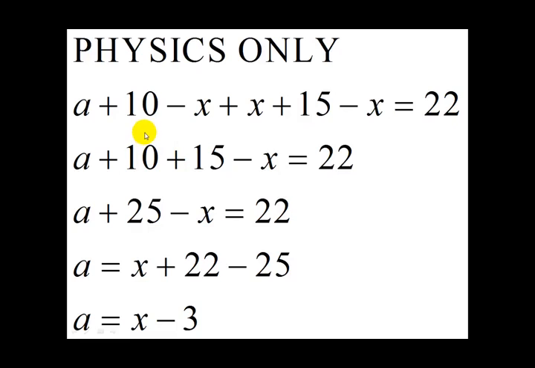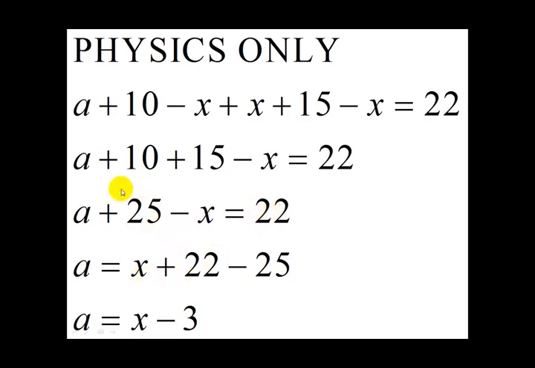Now, minus x plus x will give us 0. So we have a plus 10 plus 15 minus x equals 22. And 10 plus 15 equals 25. So we have a plus 25 minus x equals 22. And because we are making a the subject, minus x on the left becomes plus x on the right hand side. Already we have 22 on the right, so we have plus 22.